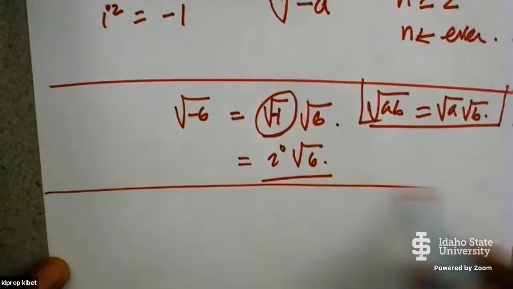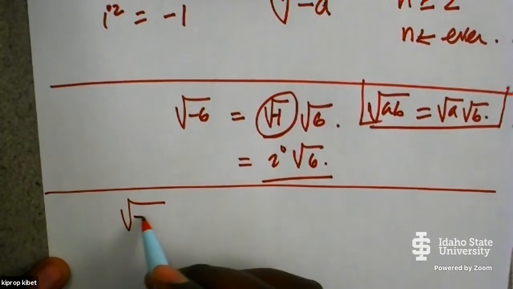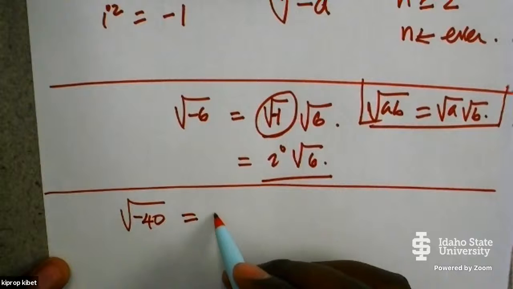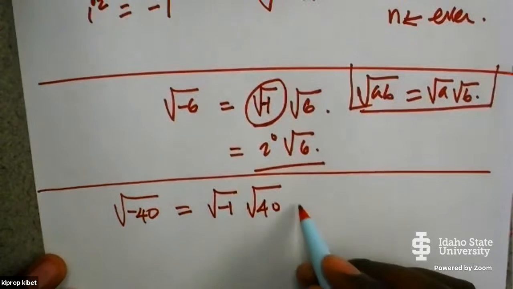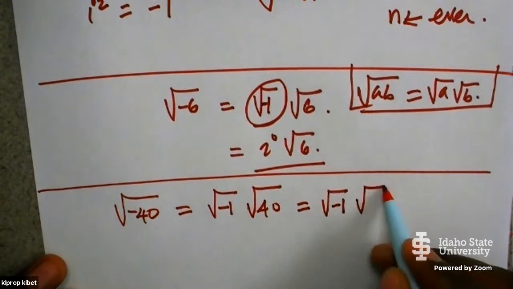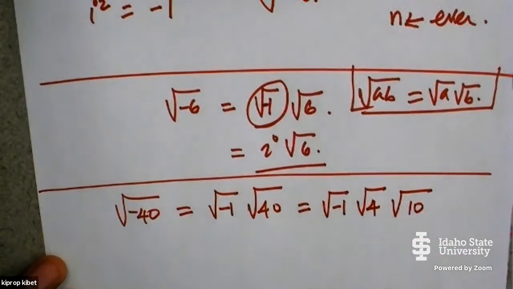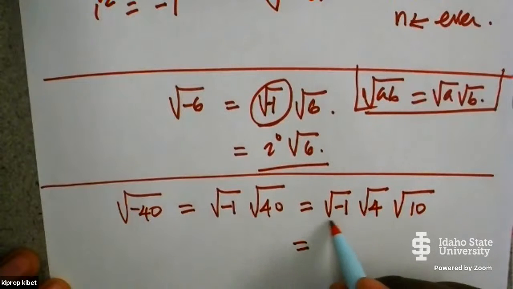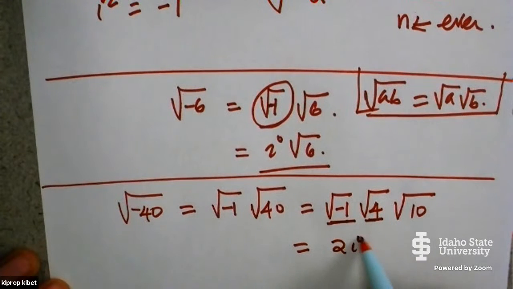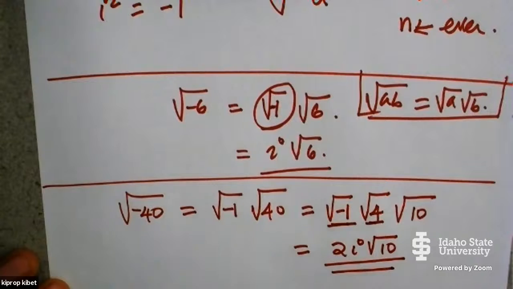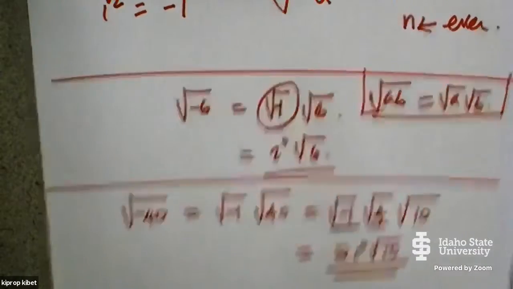Okay, so we did another example. The square root of -40 is similar to the square root of -1 times the square root of 40. And this is also equal to the square root of -1 times the square root of 4 times the square root of 10, because 4 times 10 is 40. Then finally, we can write this as: the square root of -1 is i, the square root of 4 is 2, so you get 2i, the square root of 10.